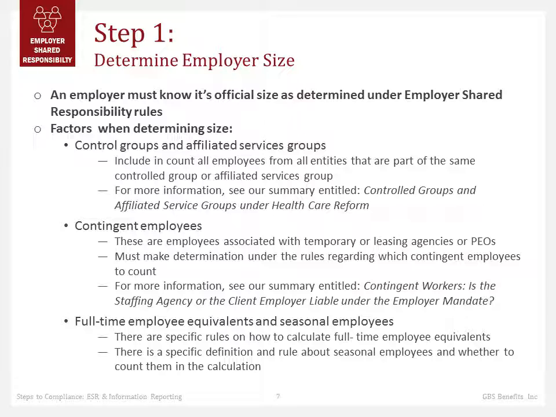You need to, if you are part of a controlled group or affiliated services group, include all of the employees from all the entities in order to determine your size. So just a reminder for that, we have information about controlled groups and affiliated services groups in this step, and if you aren't aware of whether you are part of one of these groups but you think you may be, you will want to get a tax professional to help you determine that.